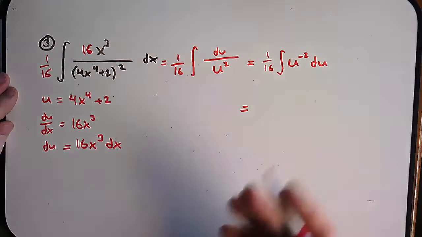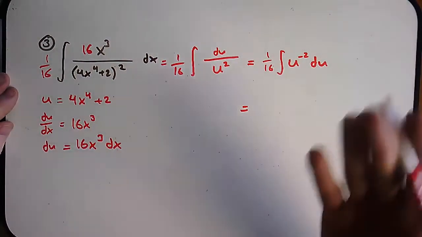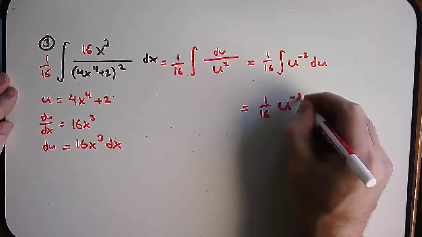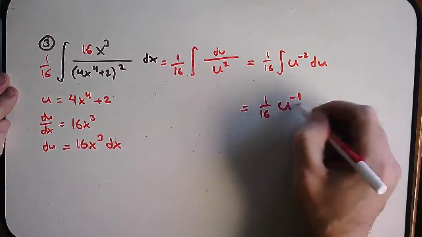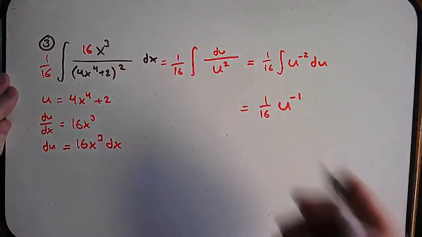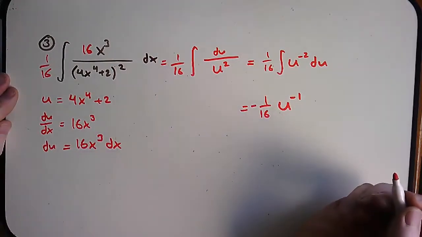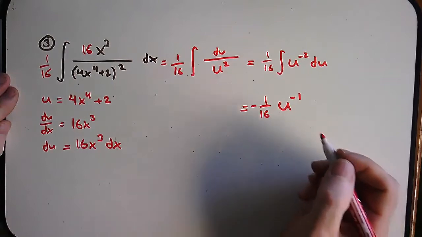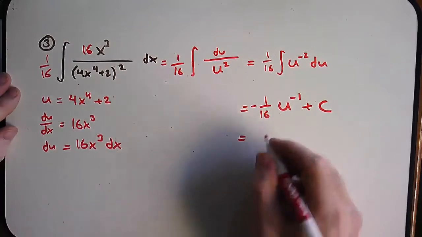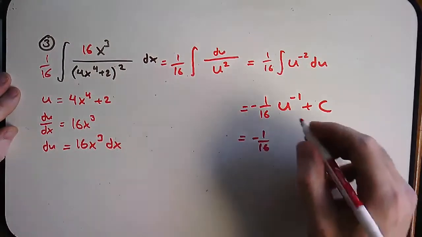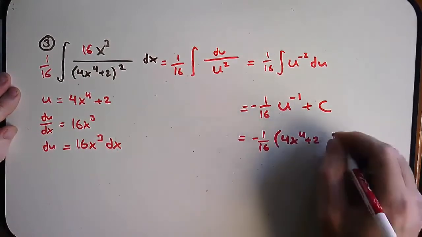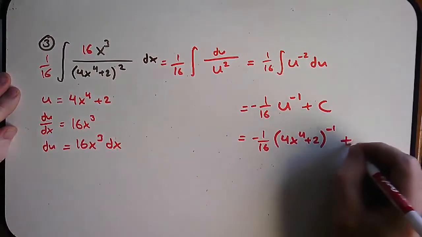And so to integrate, just like we do for positive powers, we're going to add 1 to that power. So we have 1/16 times u to the negative 1st power. And then we're going to divide by that new power, right? So we will divide by -1. Divided by -1 just changes the sign from positive to negative. So negative 1/16 u to the negative 1st power plus c. And last step, we'll change it back in terms of x. So negative 1/16 times u, which is 4x to the 4th plus 2, to the negative 1st power, plus c.